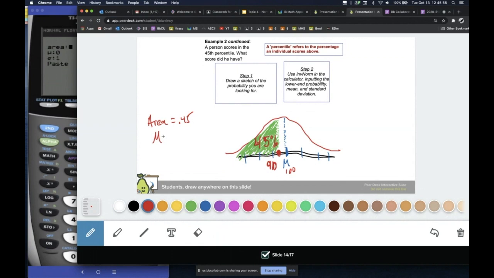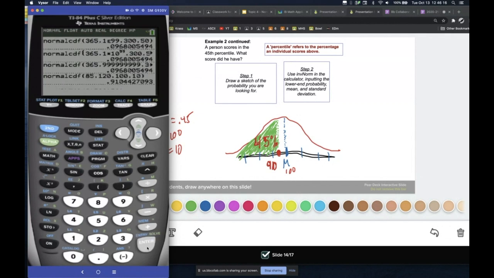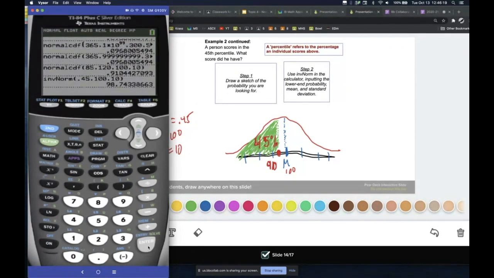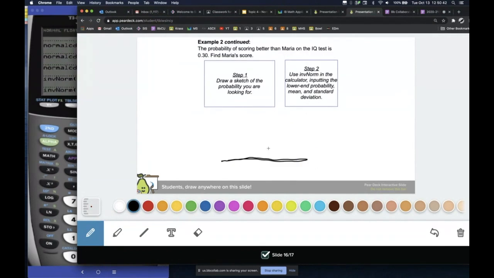Our mean is 100. Standard deviation is 10. And we put that in our calculator here. 0.45. Go down, 100, 10, and then we're going to get a score. That means to be in the 45th percentile here, you had to score at least a 98.